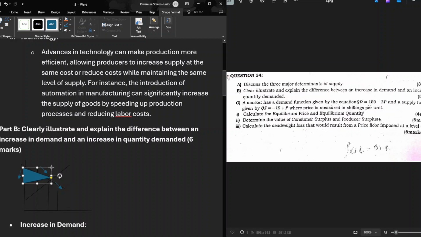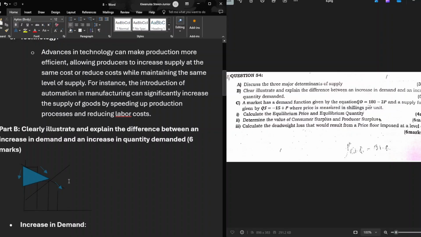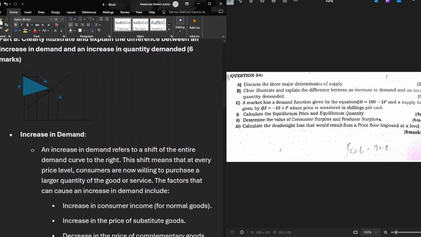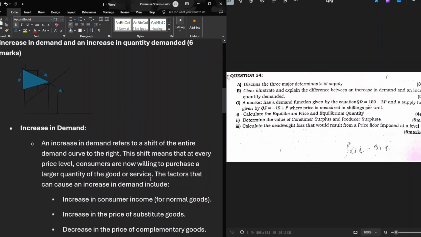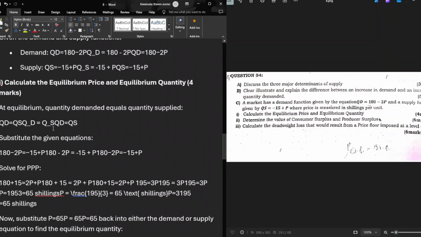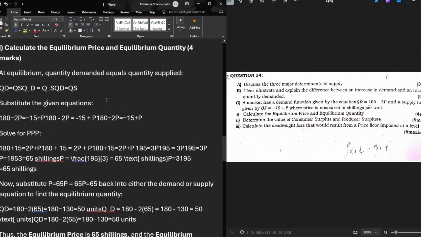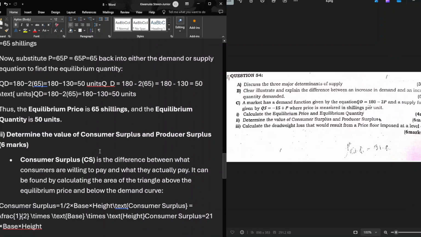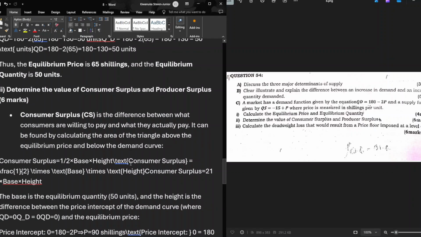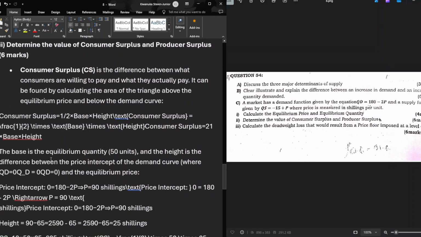So when they say calculate the area, we are going to use this equation. This is quantity supplied, this is quantity demanded. From here, at equilibrium, we will find P equals 65. Then determine the consumer surplus. We say half times base times height. So the base is the equilibrium quantity, 50 units.